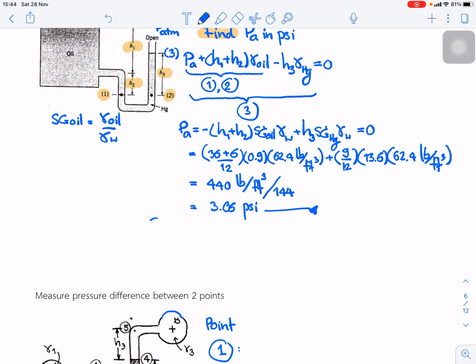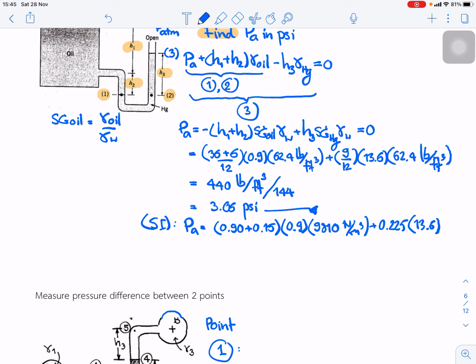In case we want to use the SI unit also, we can show that PA is equal to 0.9 meter plus 0.15 meter times the specific gravity of oil times the specific weight, 9,801 Newton per cubic meter, plus, for H3, times 9,800.